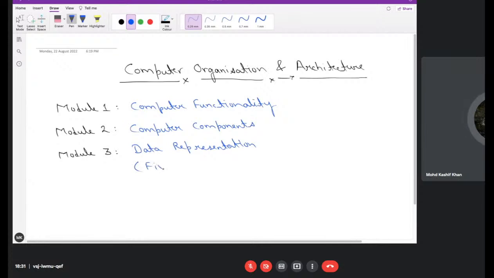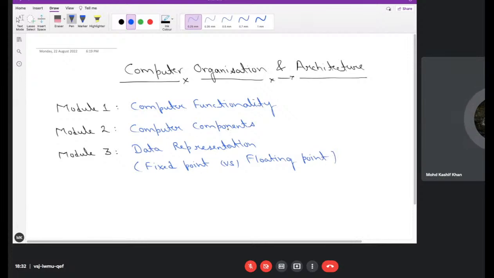here is something specific like fixed point versus floating point data. Right now, don't think a lot about these keywords. I will explain each and everything very clearly to all of you. Okay, so we will complete the complete course in these three modules.